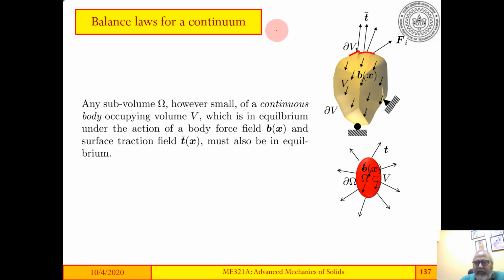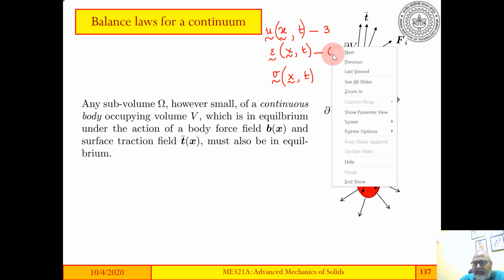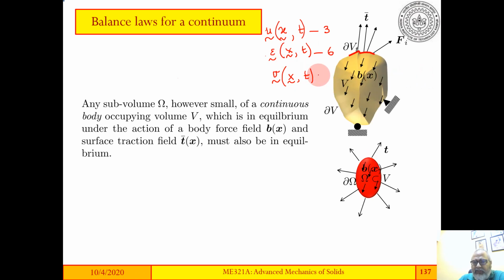What we have learned so far is that we have 15 variables at each point in a continuum that we want to solve for. So for every point x at every time t, we need to solve for the displacements at each and every point. We want to solve for the strains, which are second order tensors at each and every point, and stresses, which are also second order tensors at each and every point. The displacement has three components, so it has three variables hidden inside it. The strain has nine components, but we know it's symmetric, so it has six independent components, and this we are not yet aware of.